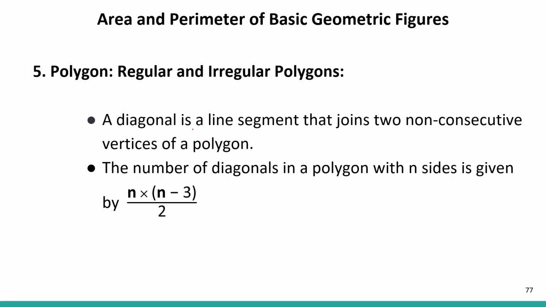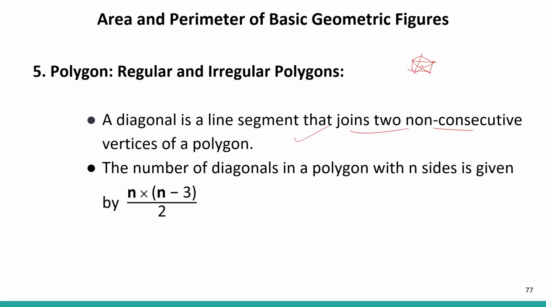So let's try to see. A diagonal is a line segment that joins two non-consecutive vertices of a polygon. Let's see if you have a 5-gon. If I draw from this vertex to this vertex, all I have to do is not draw it to consecutive vertices. Then this is a diagonal, this is a diagonal, this is a diagonal.